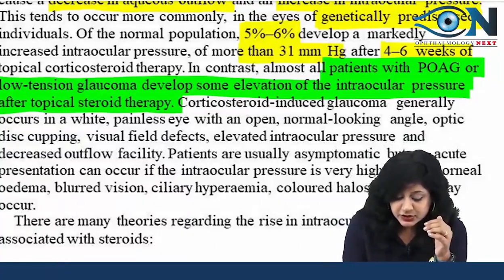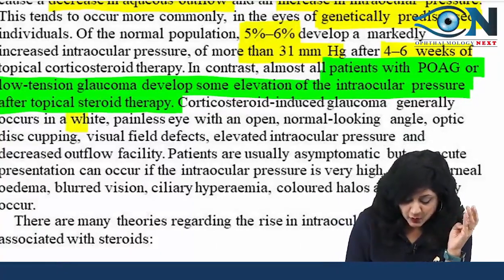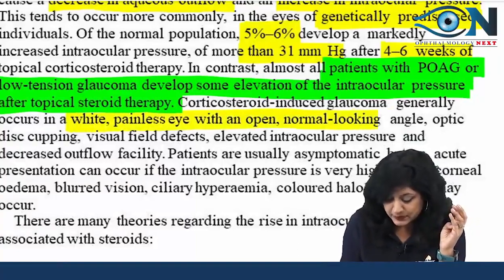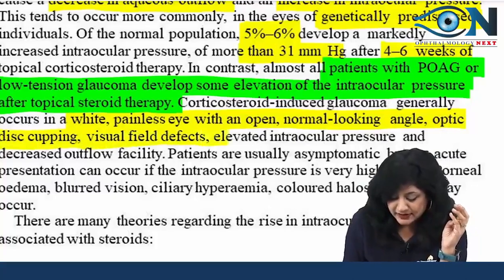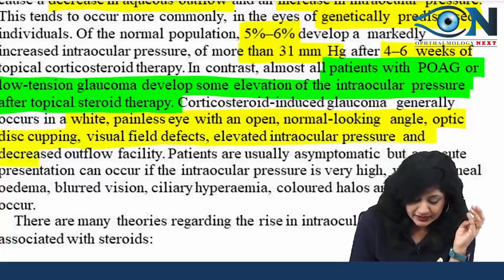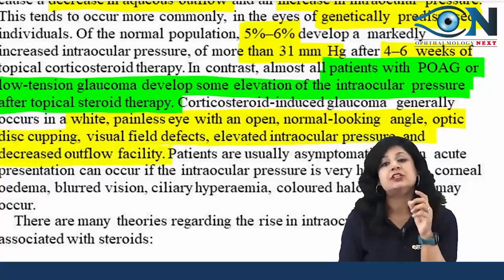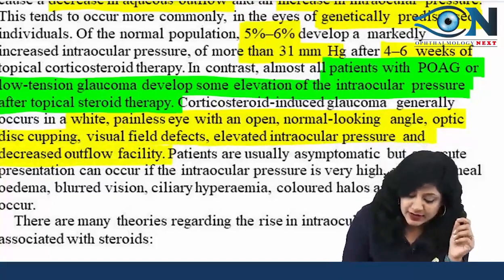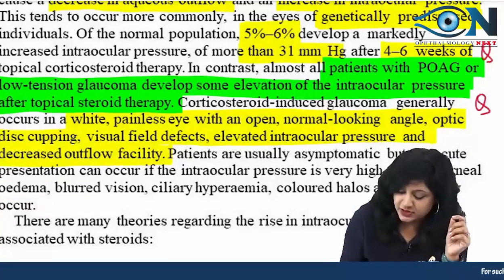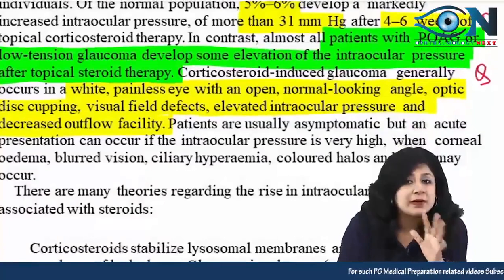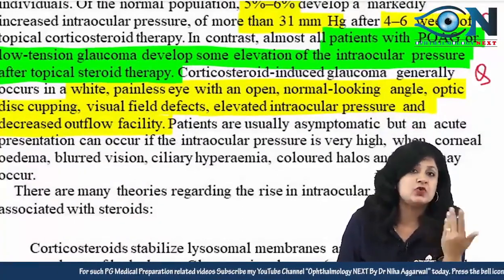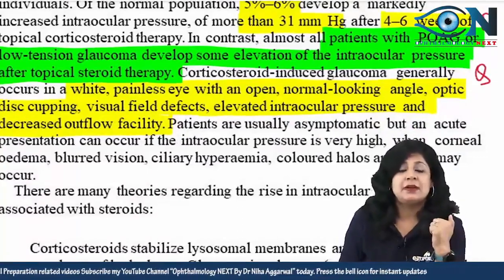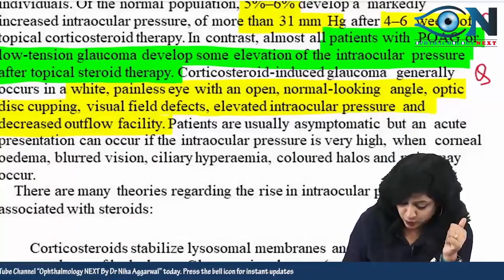Now, steroid induced glaucoma generally occurs in a white, painless eye with an open, normal looking angle. Optic disc cupping will be there, visual field defects, elevated intraocular pressure and decreased outflow facility. So this clearly shows that steroid induced glaucoma is a secondary open angle glaucoma, and it is going to show all the characteristics you would expect in a case of open angle glaucoma.